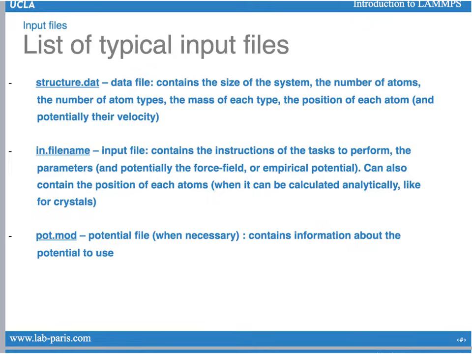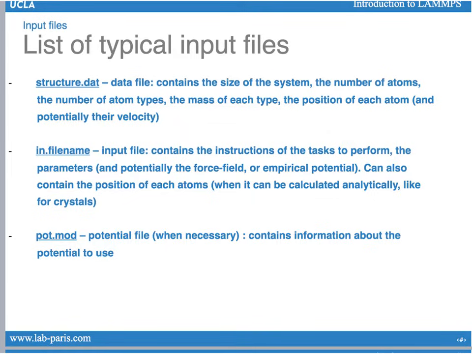So here is a list of the typical input files that you will need to provide to LAMMPS. The first thing is that you will always need to provide a data file. The data file will contain first the geometry of the system, the size of the simulation box, the number of atoms that you want to simulate, and the types of each atom, so the number of elements. For example, if you want to simulate a silica glass, SiO2 glass, then you will need to provide that there are two types. The first type will be silicon, the second type will be oxygen. And you will need to provide the molar mass of each type of atom, each element.